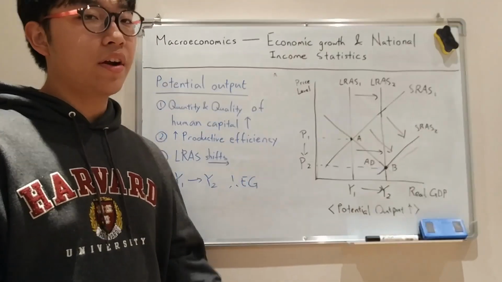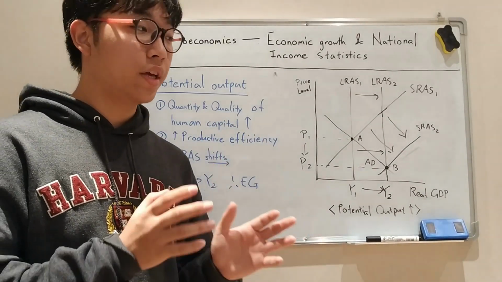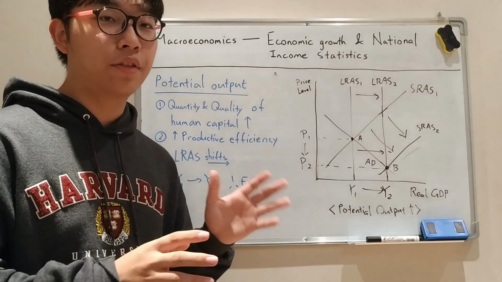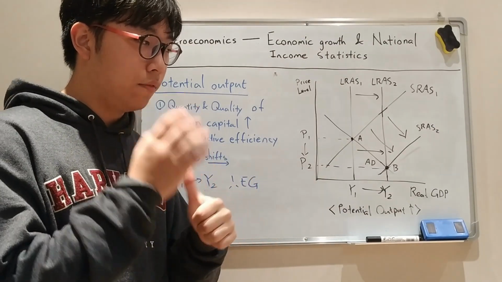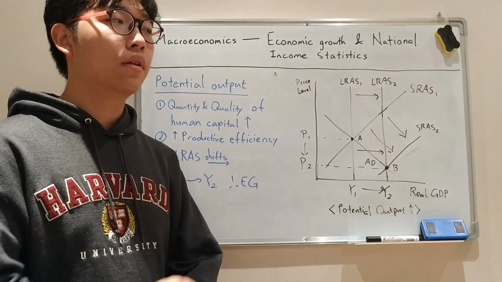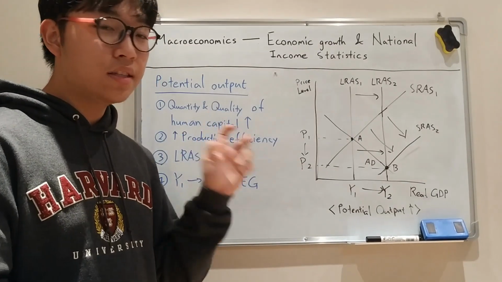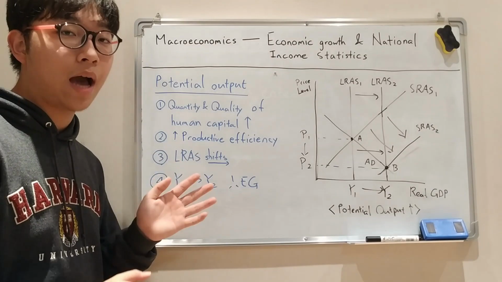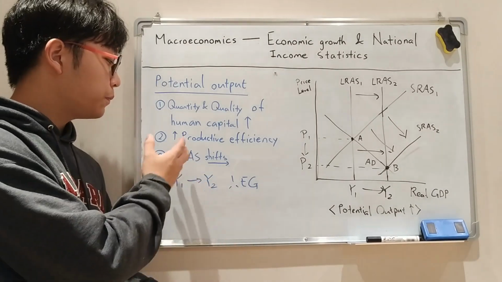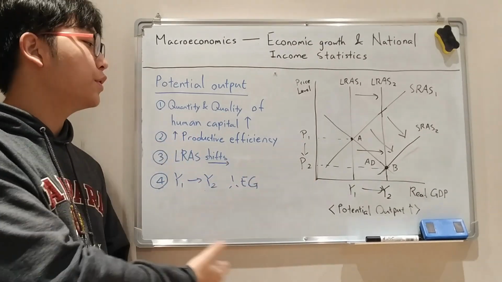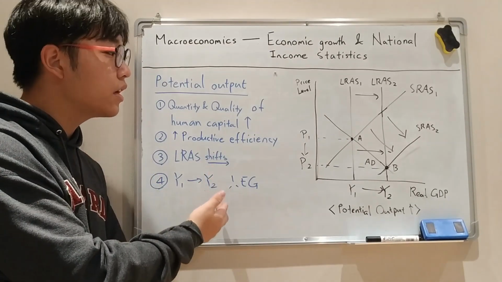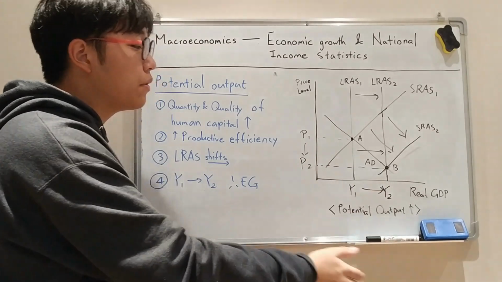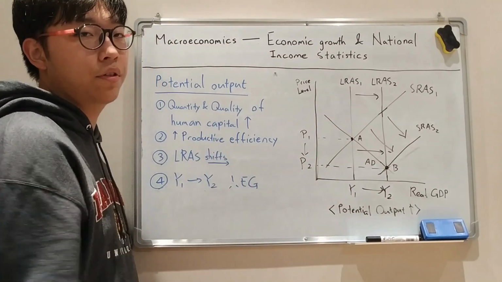The shift in LRAS, or economic growth, largely happens through the improvement in three different capitals. First, physical. Second, human. Third, land. So these three are the different capitals that cause economic growth. And as such, this is a human capital improvement. That leads to productive efficiency, and that would lead to LRAS shifting, and the real GDP would shift from Y1 to Y2, and that indicates economic growth.